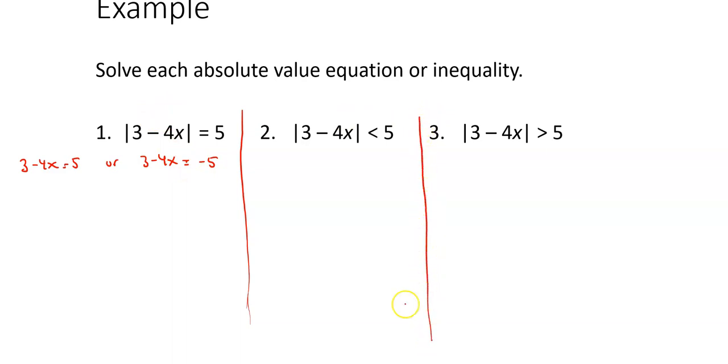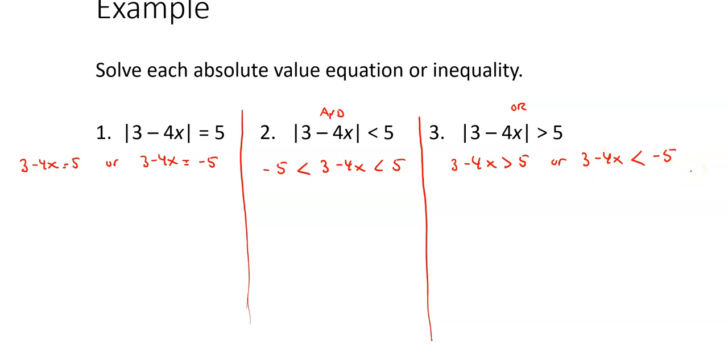The second one is a less than, so it's an and situation. And means I can squeeze it between the positive and the negative. So negative 5 is less than 3 minus 4x is less than 5. The third one is greater than, and so it's or. So it's 3 minus 4x is greater than the positive, or 3 minus 4x is less than the negative.